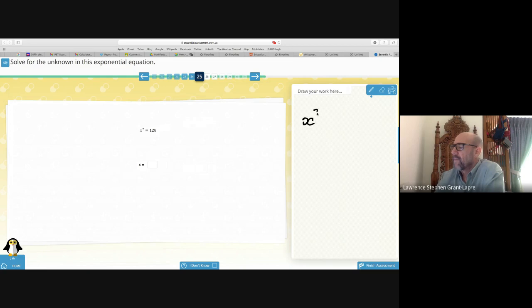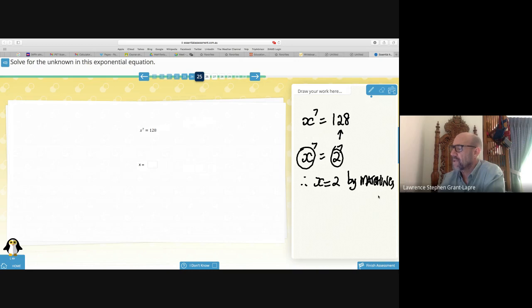X to the power of 7 is 128. Two ways we could do this. You could say 2 to the power of 7 is 128, therefore x equals 2. That's called matching, the same position, same numbers.